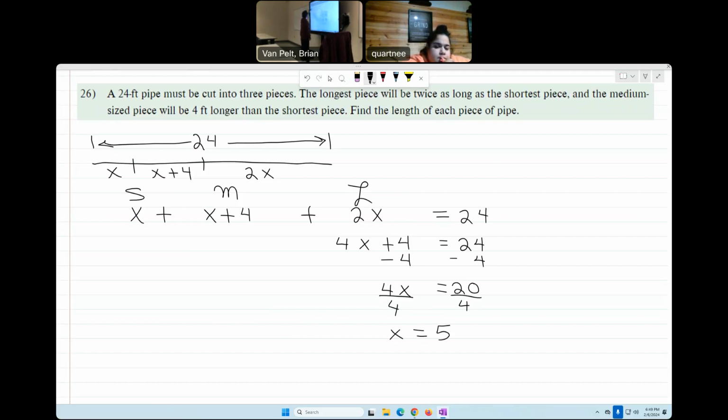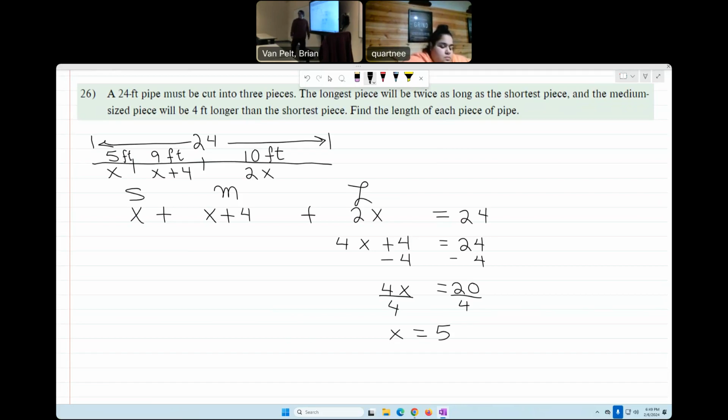Here's my breakdown. If this piece is 5, how long is the next piece? 9. These are what, feet or inches? Feet. The next one is 9 feet. And then how about the last one? 10. 2 times 5 is 10.